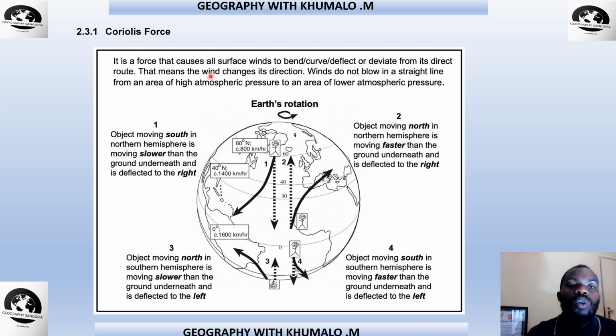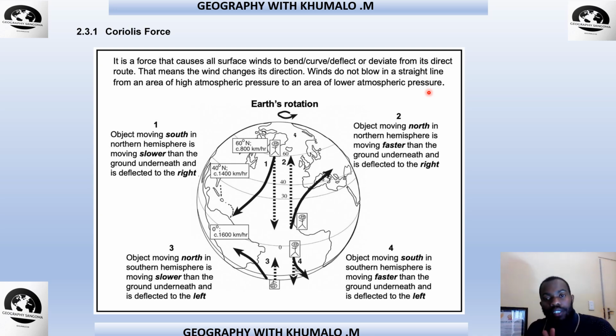It is a force that causes all surface winds to bend or curve or deflect or deviate from its direct route. That means the wind changes its direction. Winds do not blow in a straight line from an area of high atmospheric pressure to an area of low atmospheric pressure. Now, this is how I always explain it to my learners. This pressure gradient force is going to cause this air to start moving from high pressure to low pressure.